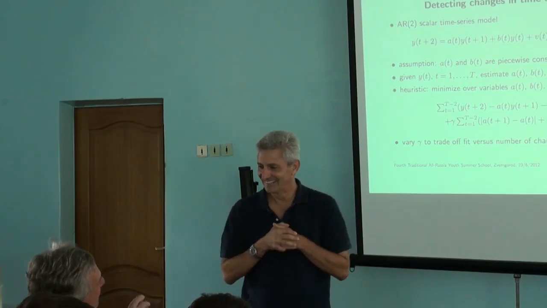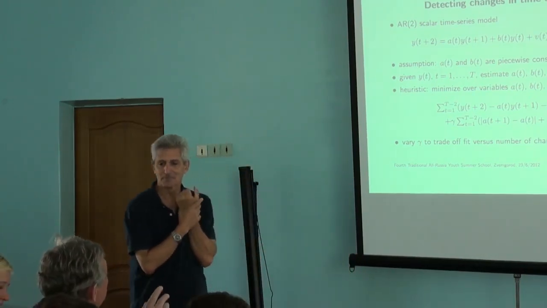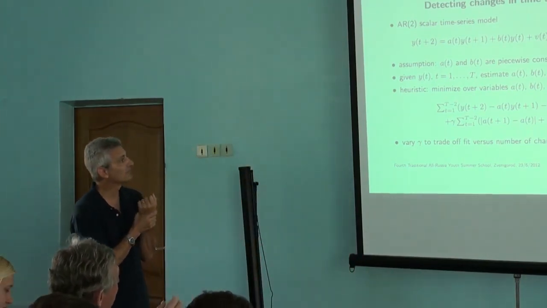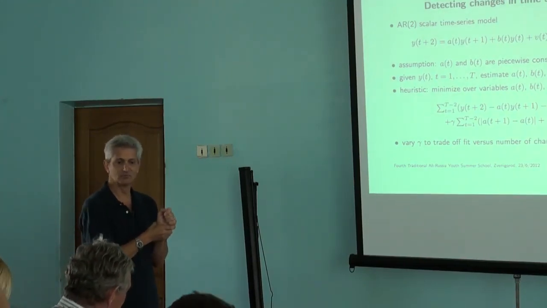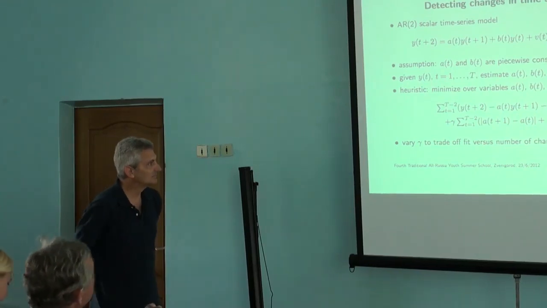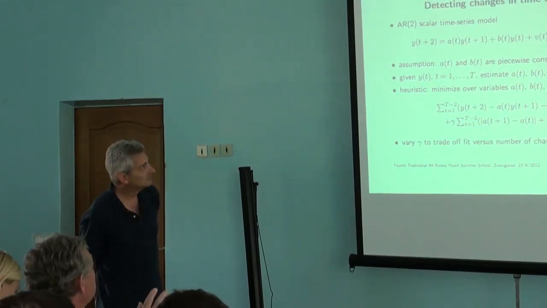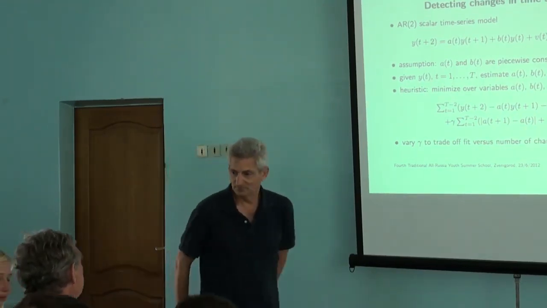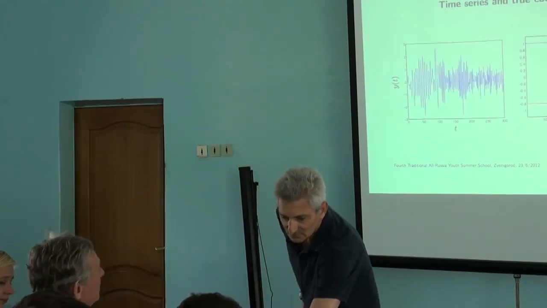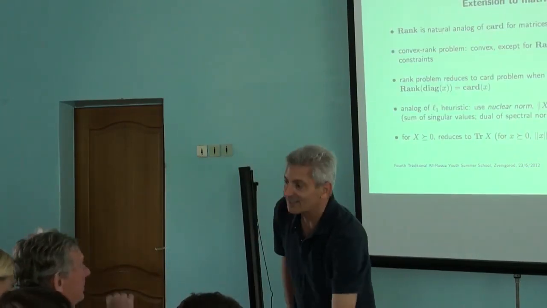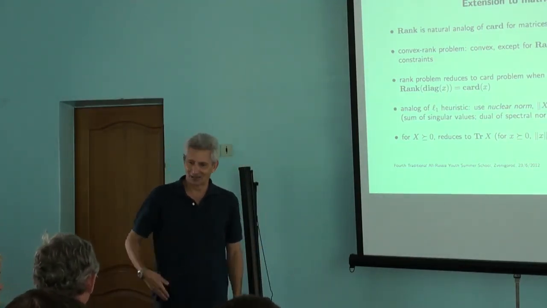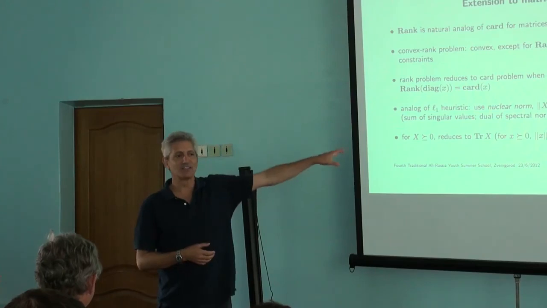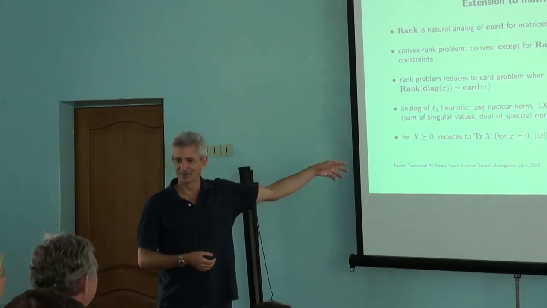Maybe the last question about matrices. You said that rank is a natural extension of cardinality to the matrix case, but we use other analogs of cardinality, say the number of non-zero rows, number of non-zero columns, and it works. Oh, I'm glad you said that, because there's one thing missing from these slides and I forgot to add it.